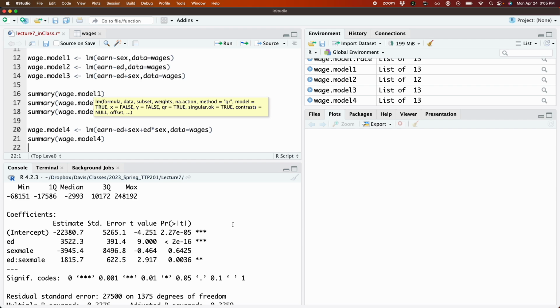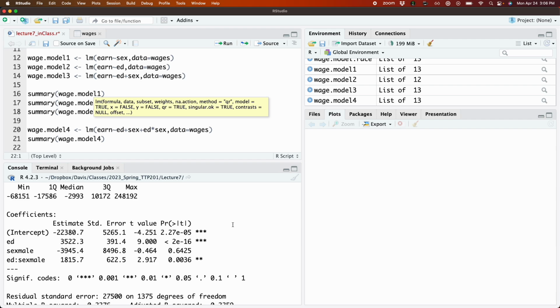What if you are male? If you are male, then with 0 years of education, you are actually making less than a female. You are making negative $26,000-ish, right? Negative 22 minus 4. And what does this last term mean here? Each year of education is worth $1,800 more than if you were female.